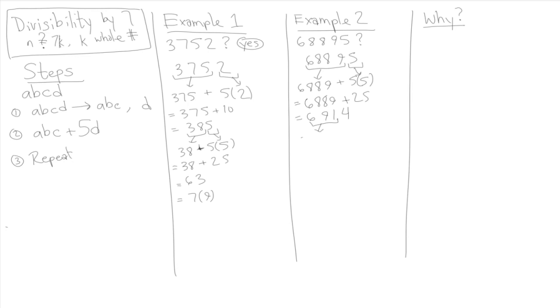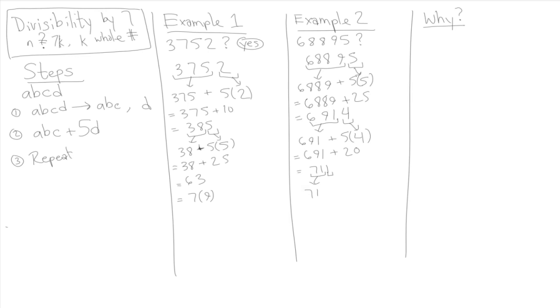We get 691 on one side and 4 on the other. So we take the 4, multiply it by 5, and add that to 691. 691 plus 20 equals 711, which is 700 plus 11. So let's continue to see that this is not divisible by 7 for sure.